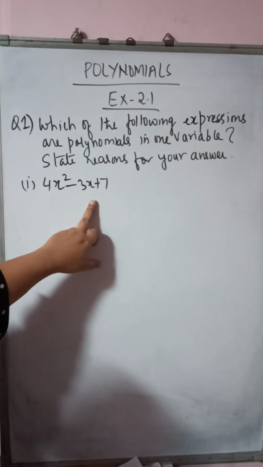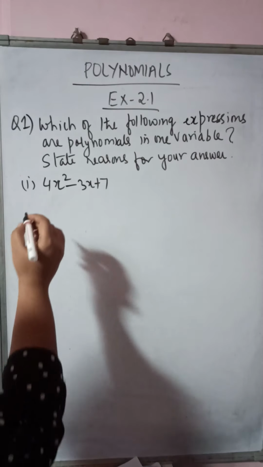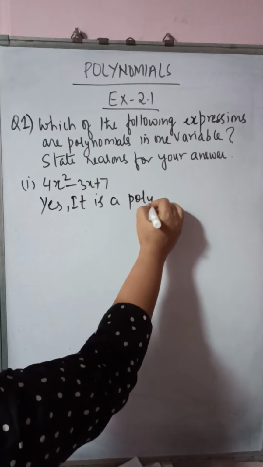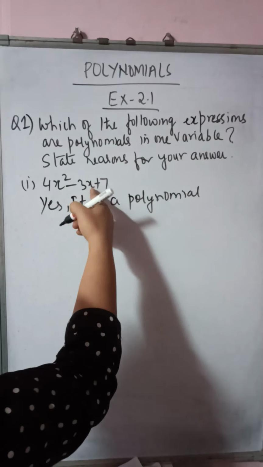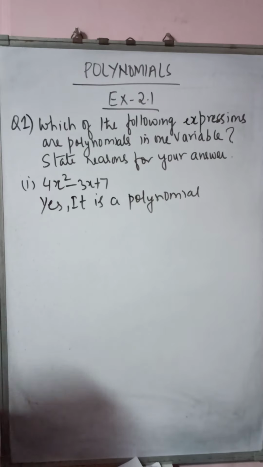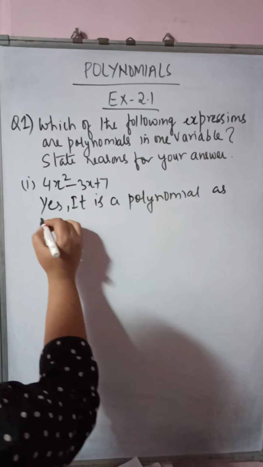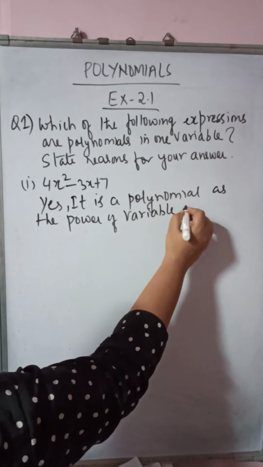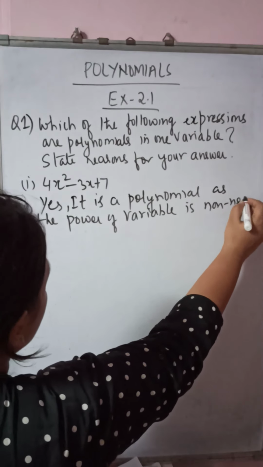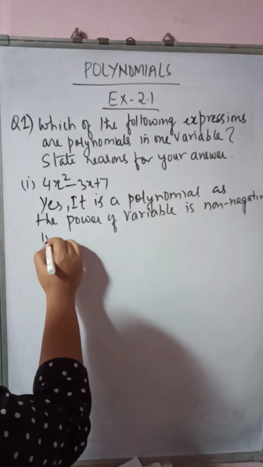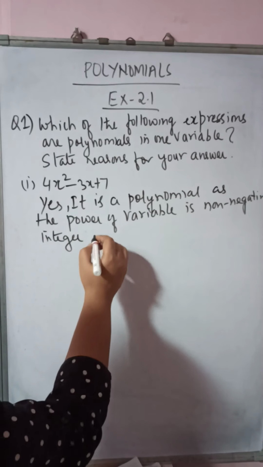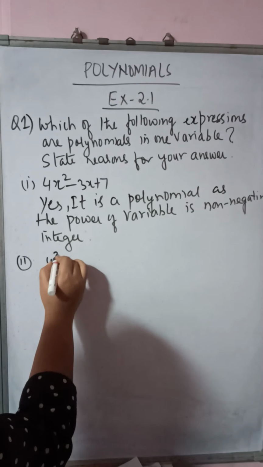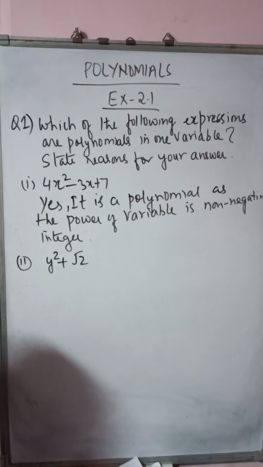So this algebraic expression can be called a polynomial. Yes, it is a polynomial, and you have to check the power of each variable. Yes, it is a polynomial as the power of the variable is a non-negative integer. Now second one, y square plus root 2.